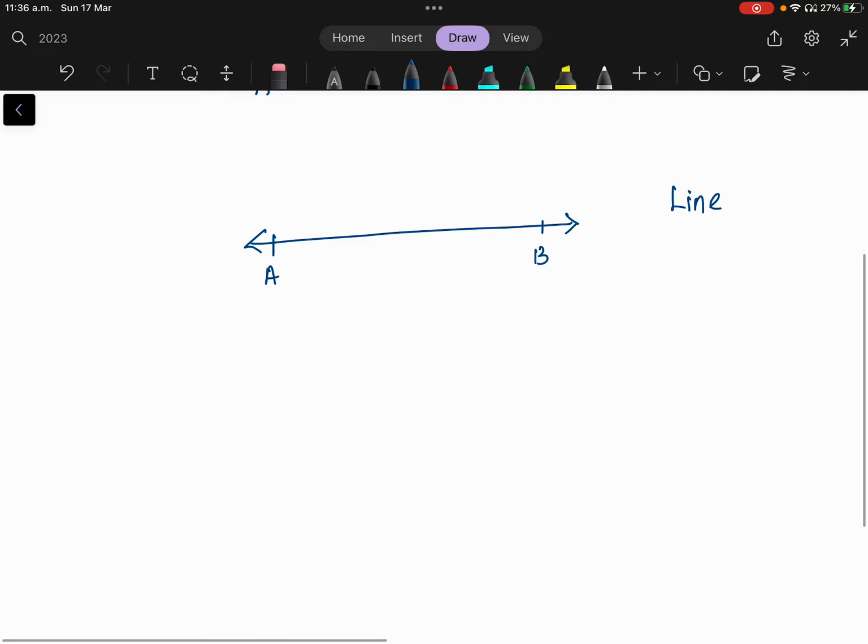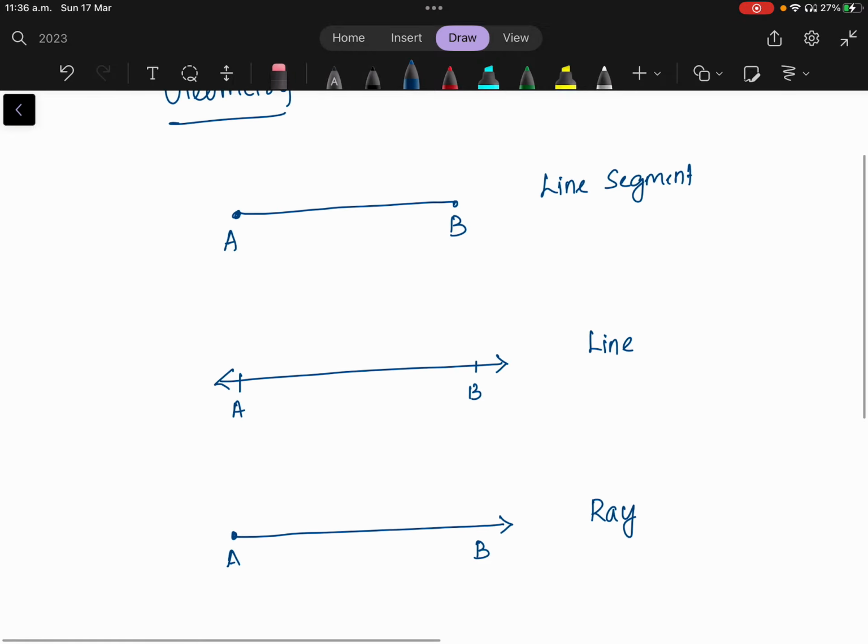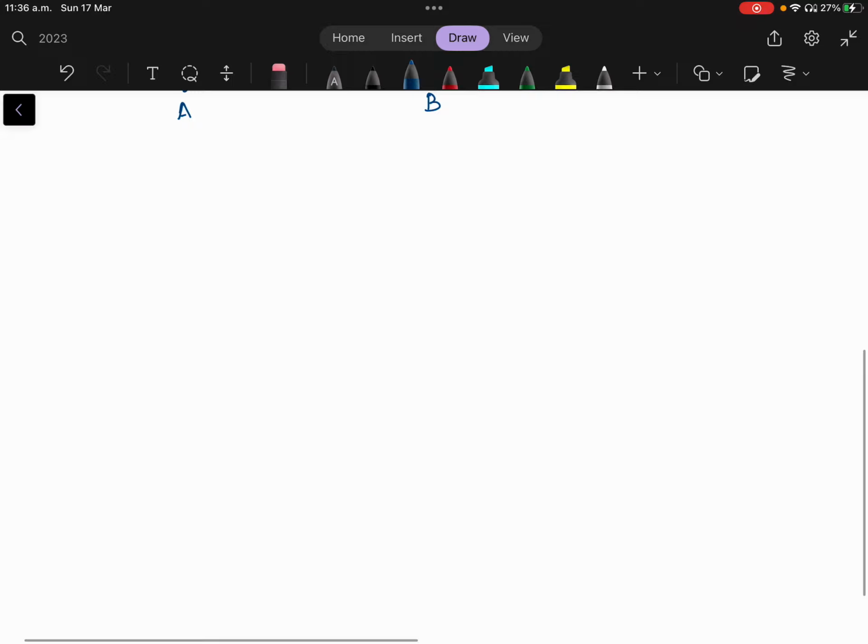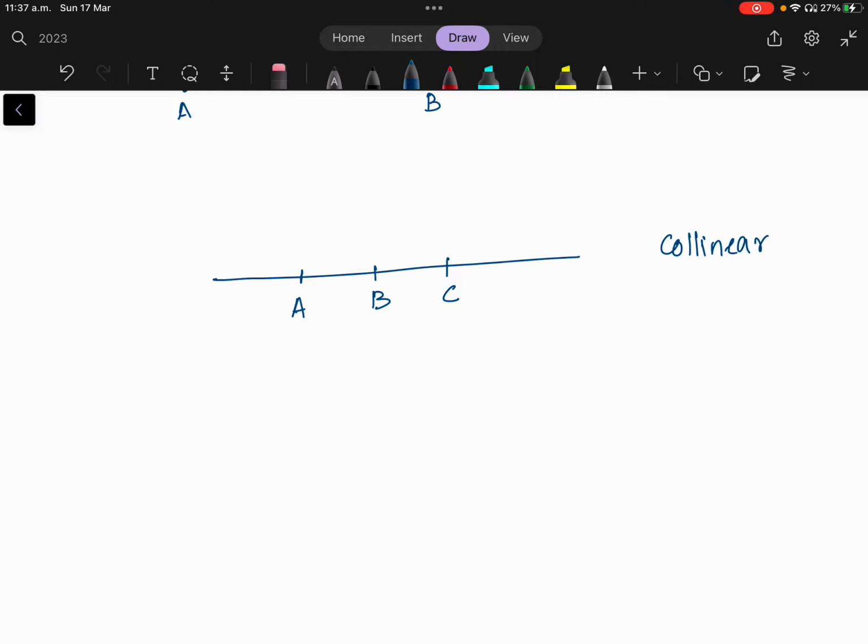Now there is one more you have to learn. If you have one point like this and then it extends to the other one, and if I call this A and B, this is a stop at one point and it extends in the other direction, it is called a ray. So these are the three things which you have to learn: line segment, line and ray. Now, if I have a line or a line segment, and if I have multiple points on the line, these points are called collinear. So the points that lie on the same line are called collinear.